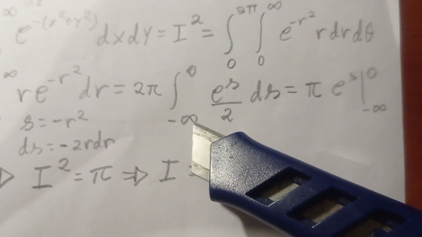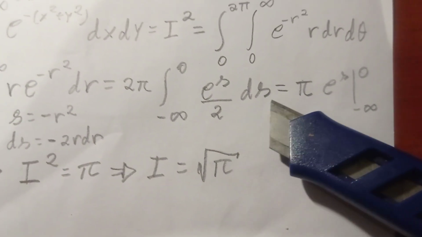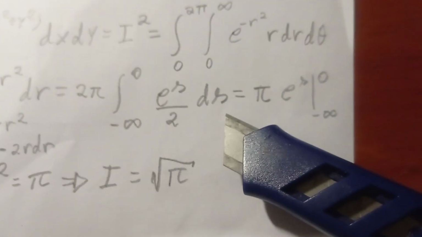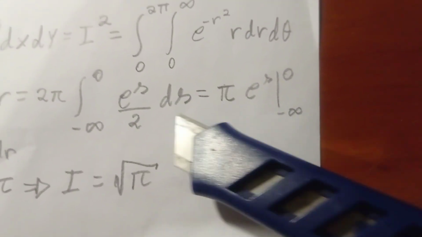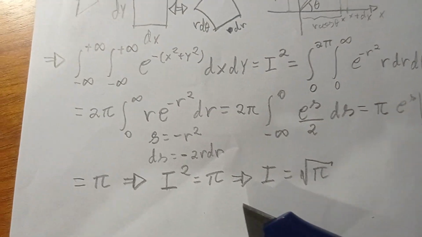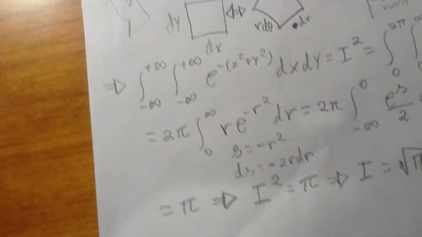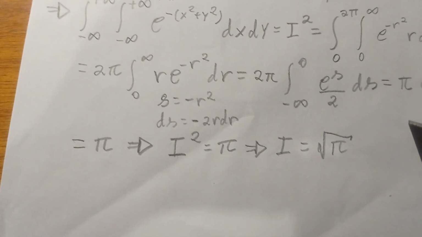So we get 2 pi times the integral from minus infinity to 0 of an exponential divided by 2, an exponential in s ds. This gives us 2 pi divided by 2, which is pi. Exponential of s from minus infinity to 0 is going to be 1, so this gives us pi simply. So that I squared is equal to pi, which means that I is equal to the square root of pi. This is the most usual method you find basically everywhere.